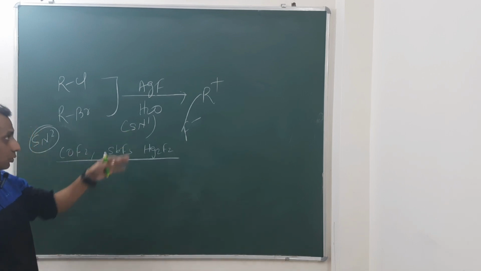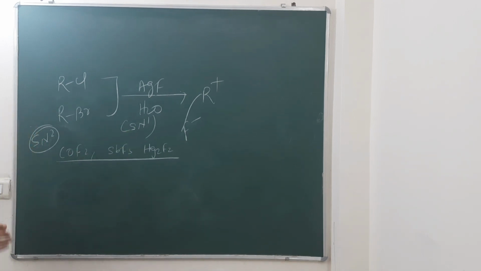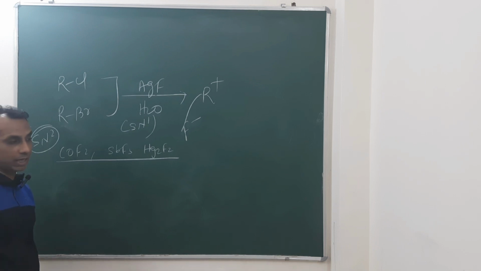Done? So I hope you understood this. This is a very small part. This is the method of preparation we have, and the methods of preparation we have now completed. So next we will go to the chemical properties of alkyl halides.